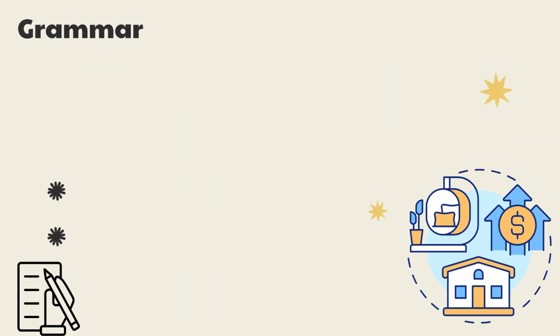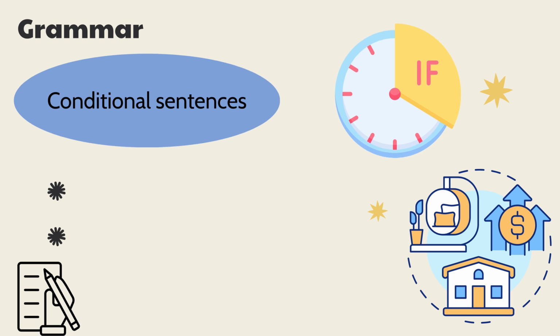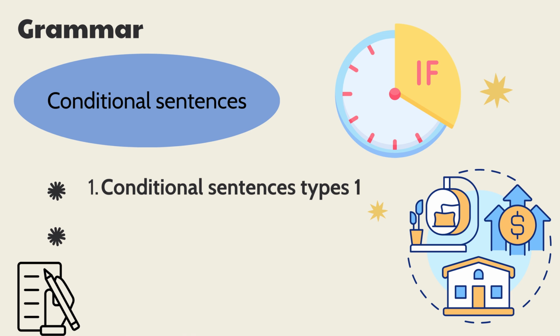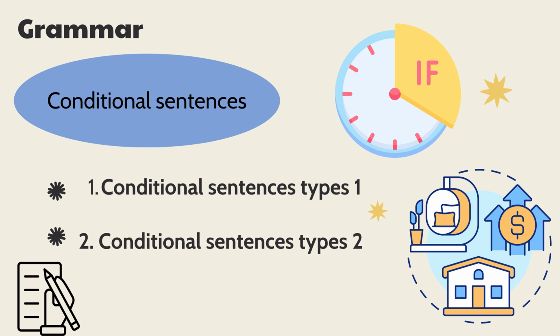Now we learn about grammar, conditional sentences. Part 1, conditional sentences Type 1 or the first conditional sentences. Part 2, conditional sentences Type 2 or the second conditional sentences.